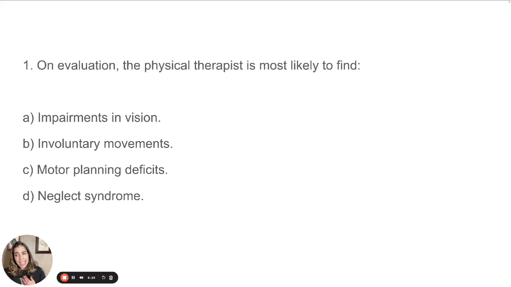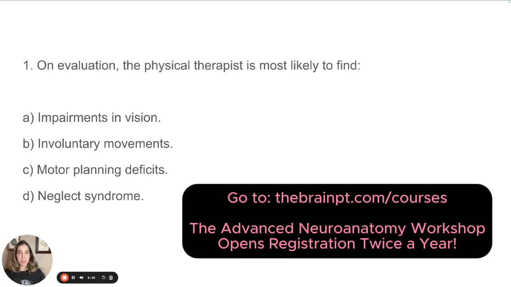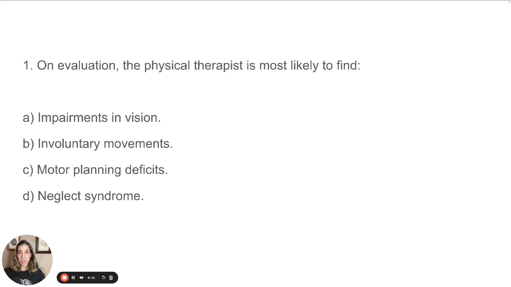I can eliminate neglect syndrome, because neglect syndrome is mainly seen, if you came to my neuroanatomy workshop, we discussed neglect syndrome, in right parietal lobe involvement. So I really don't expect this patient to have a neglect syndrome. Okay, motor planning deficits. Now, motor planning has to do with the supplementary motor areas. Again, if you came to my neuroanatomy workshop, you will be very familiar with these types of things because we discuss exactly those motor areas.